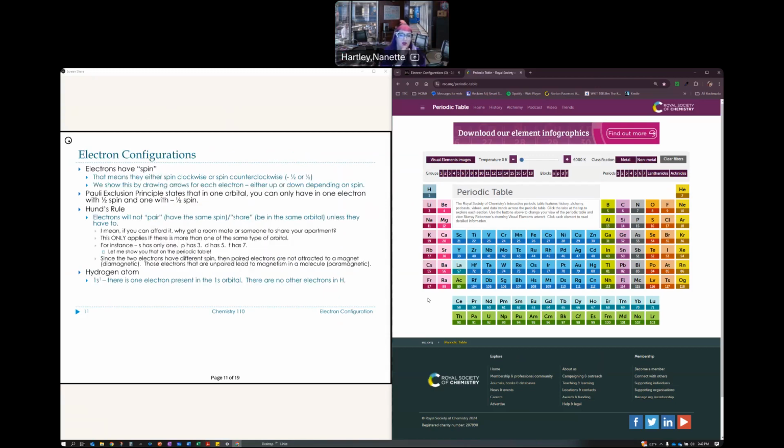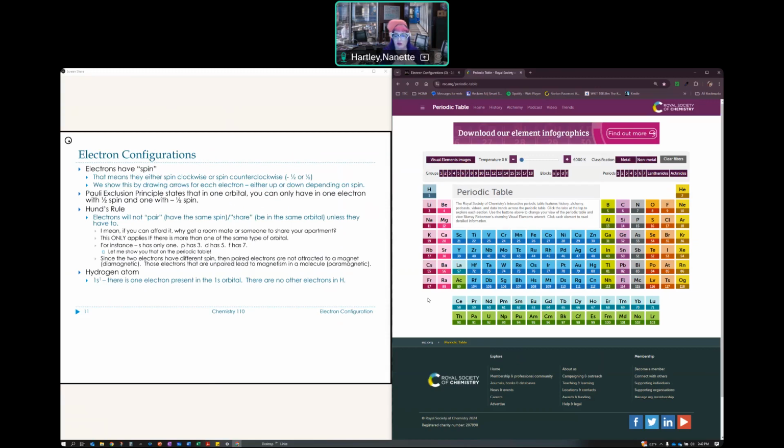Now, I want to talk about an electron configuration. First thing I'm going to say is you're responsible for writing an electron configuration. Okay, great. That's awesome. I need to tell you a few things about how we write an electron configuration. And all of this goes with writing an electron configuration. But what is an electron configuration?